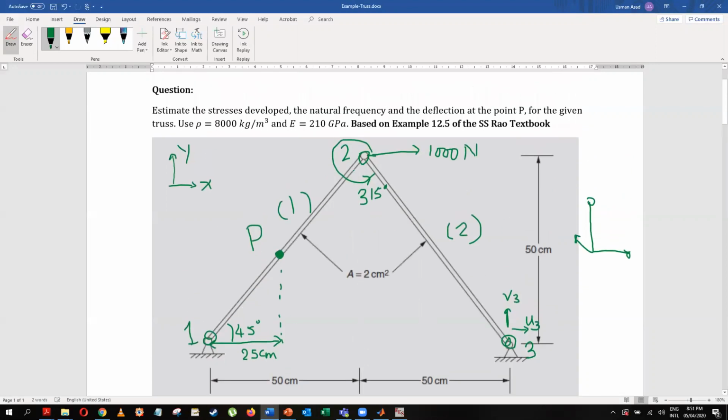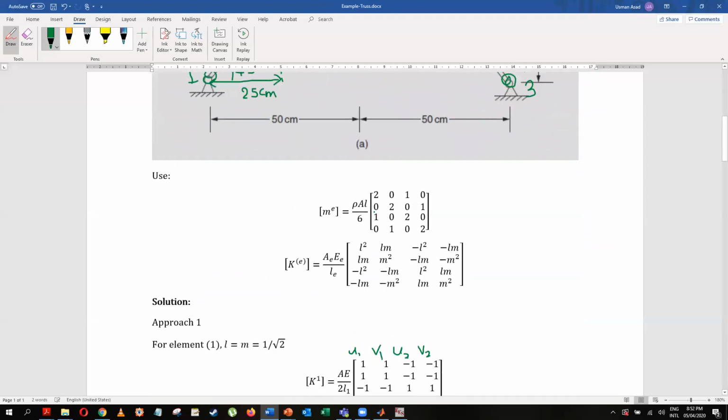So the way it's currently set up, the element between node 1 and node 2 is at an angle of theta equal to 45, and the element between nodes 2 and 3 is at an angle measured from x in a counterclockwise direction that comes out to be 360 minus 45, so 315 degrees, right?